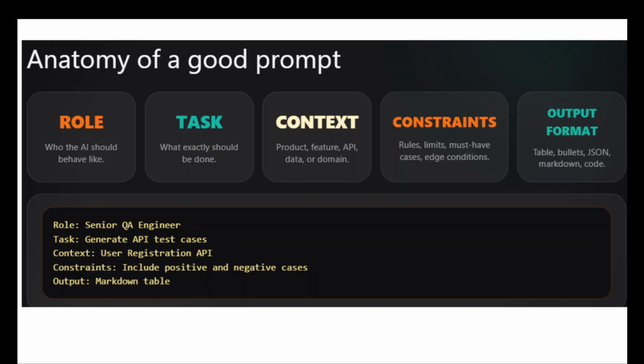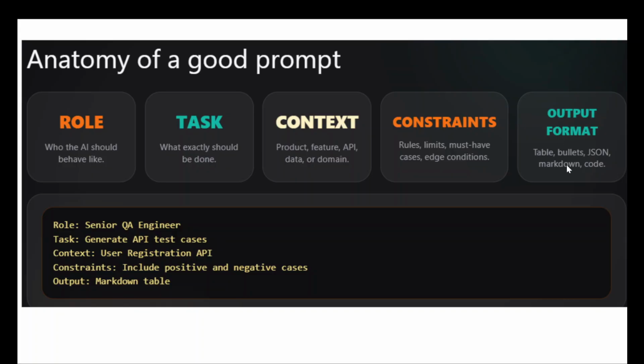Then comes constraints. Constraints means some kind of rules, limits, must-have cases, or edge conditions. It's always better to provide the constraints. For example, if you need login test cases, in the prompt we should mention that I want positive as well as negative test cases.